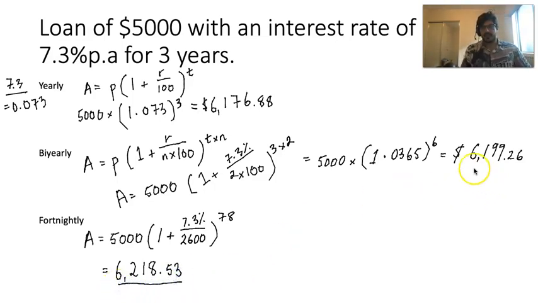So, our three totals in the accounts after 3 years, but calculated in three different ways. Yearly, straight up compound interest equation. Don't need to make any changes to this. 5,000 times 1.073 to the power of 3 gives us 6,176.88.